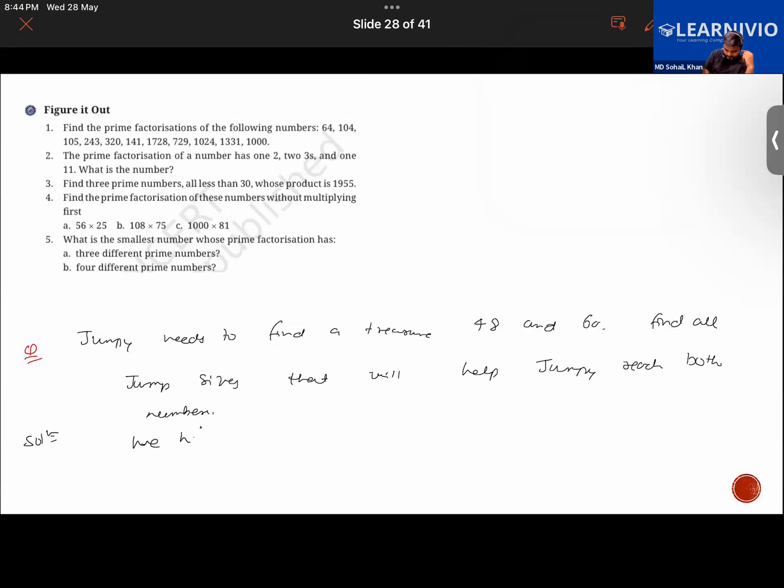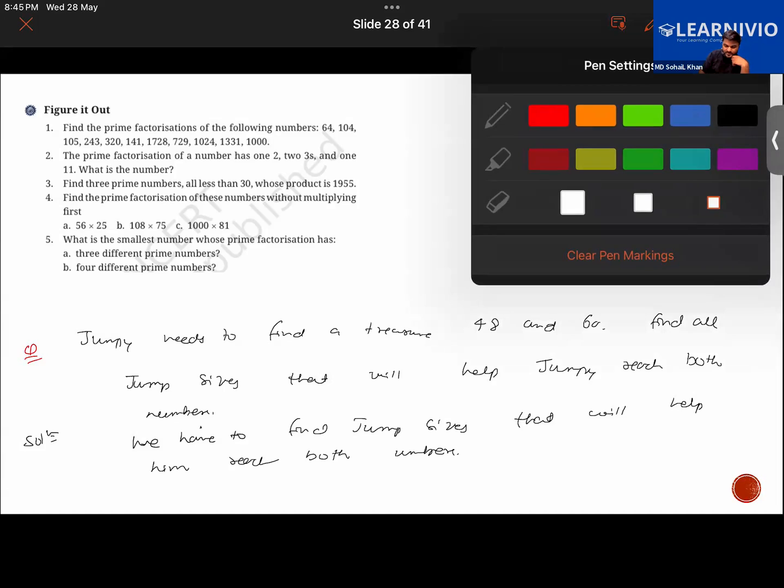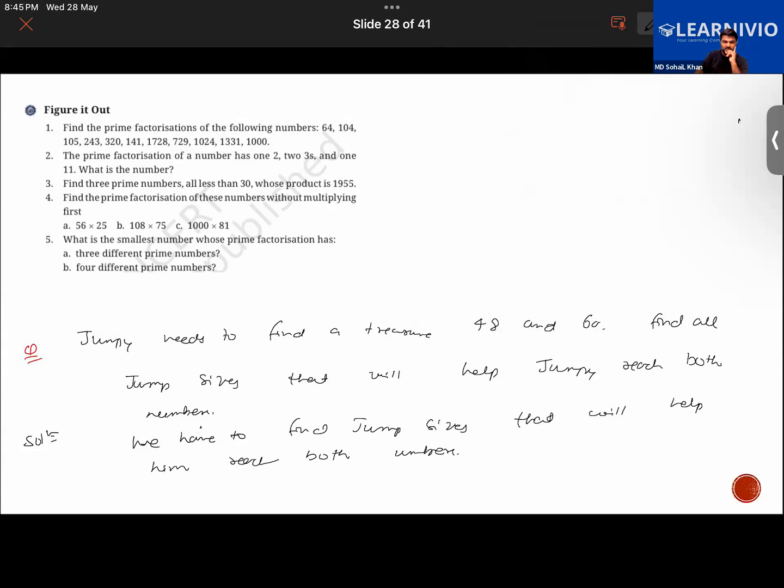So we have to find jump sizes. Sir, I found the first 5 numbers. Can I tell them? Yeah, you can. 1, 2, 4, 6, 8. Very good. That will help him reach both numbers. So that will simply be the common factors. Sir, 12 also. Yeah, 12 also.